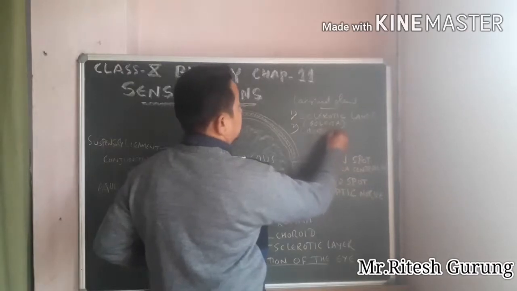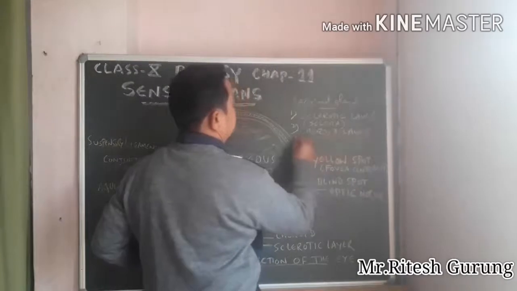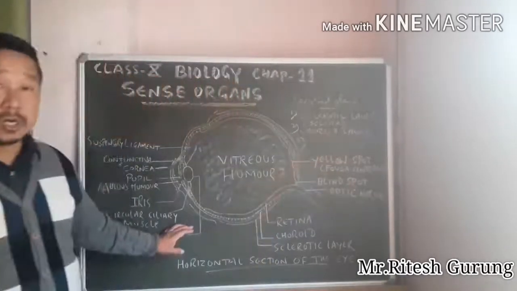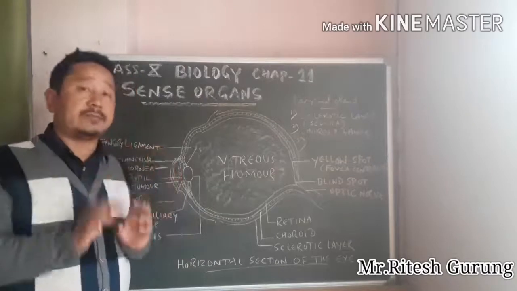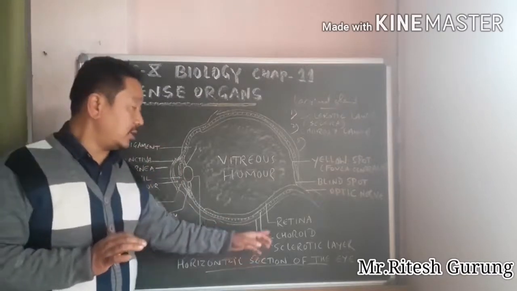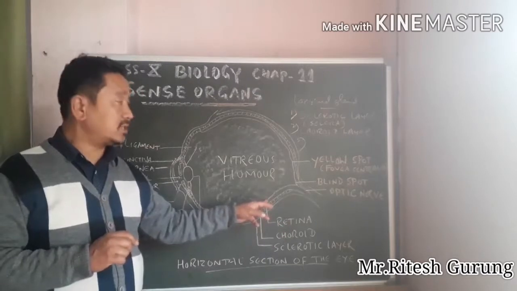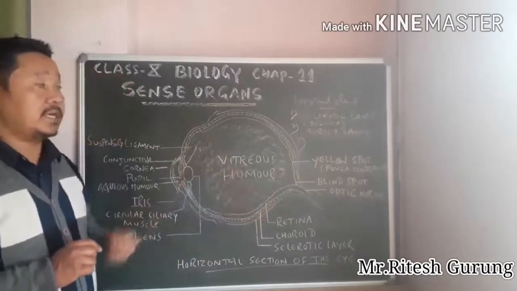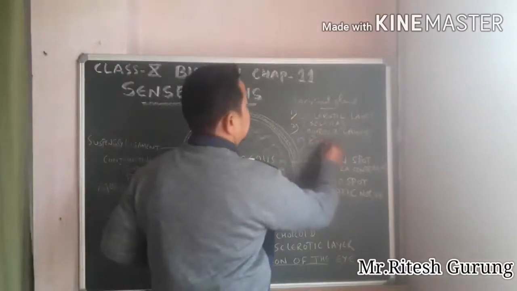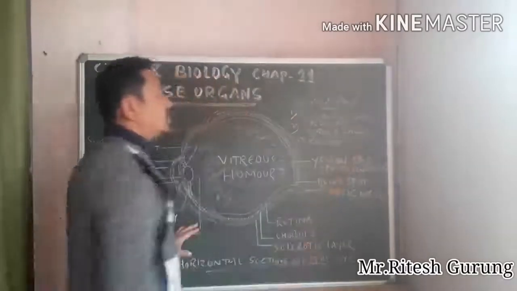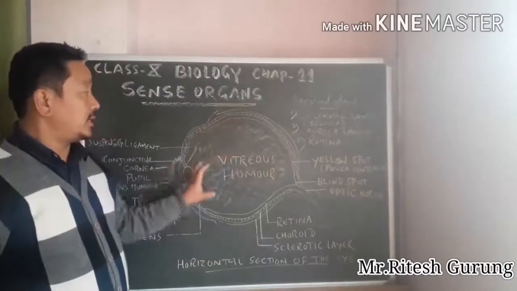Choroid layer. All right. Then the third, very important layer of the eye is your retina. The innermost layer of the eyeball is your retina. So these are the three concentric layers that you find here in the eyeball.